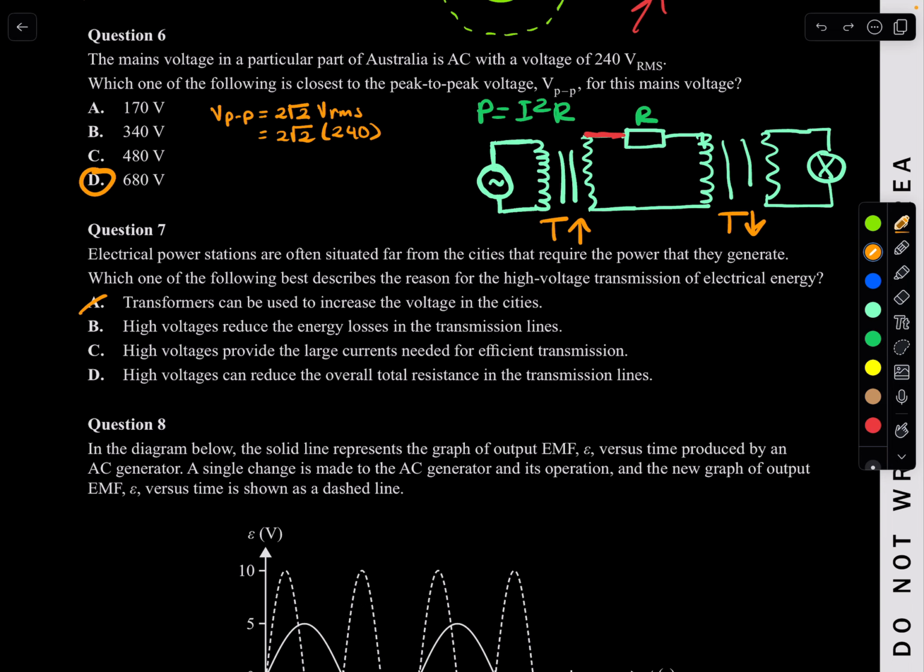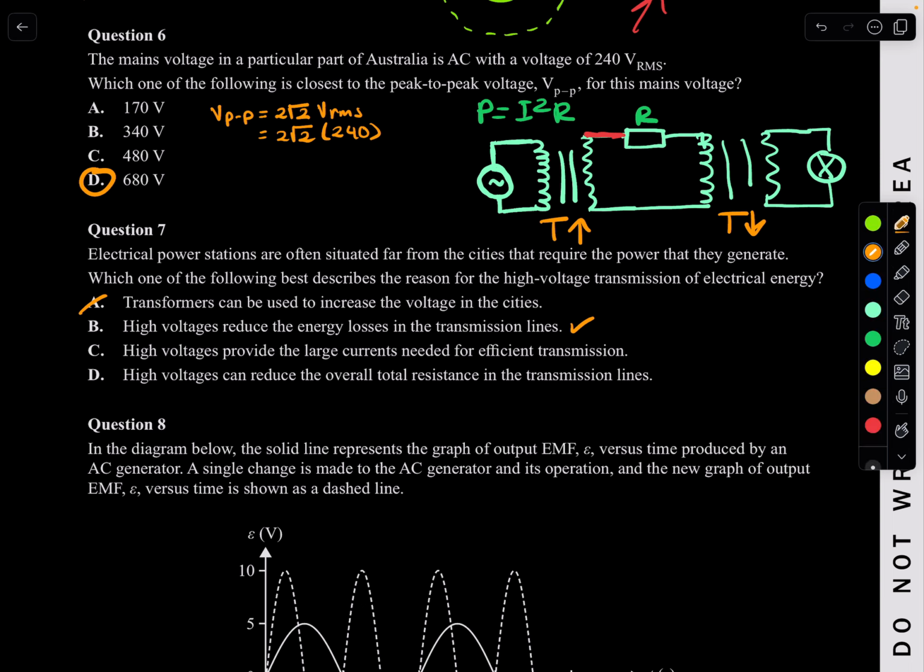B. High voltages reduce the energy losses in the transmission line. Yes, this is the reason. Using high voltage means low current. Low current means less energy is lost, so less power. So it looks right. C. High voltages provide large current. No, high voltages provide small current, less current.